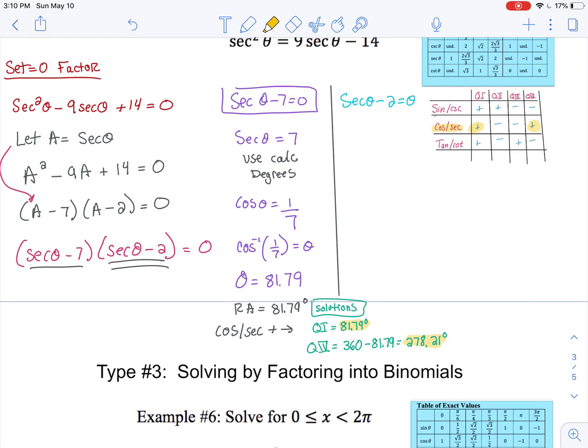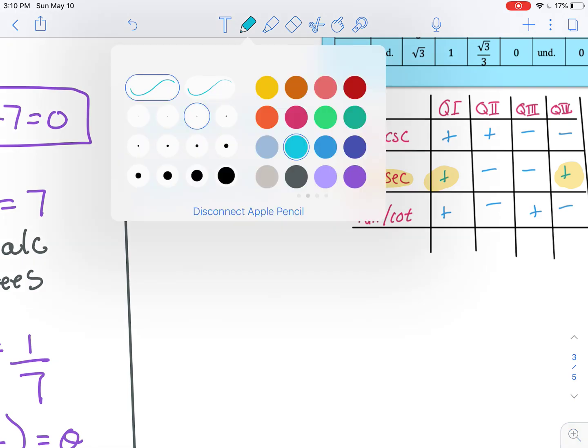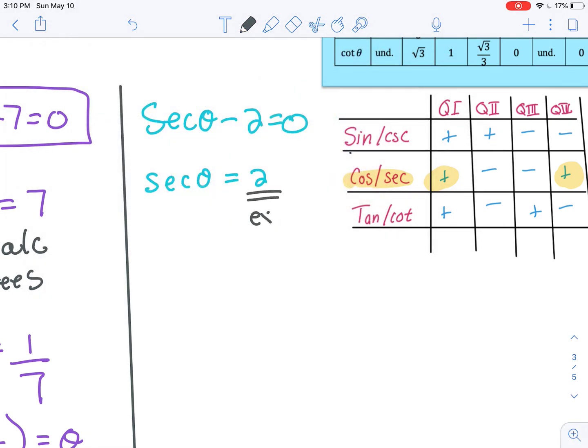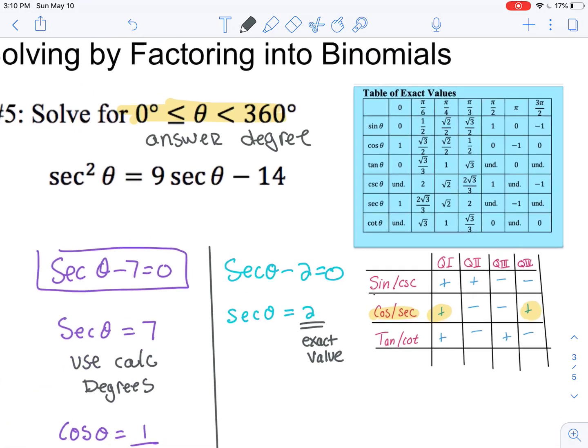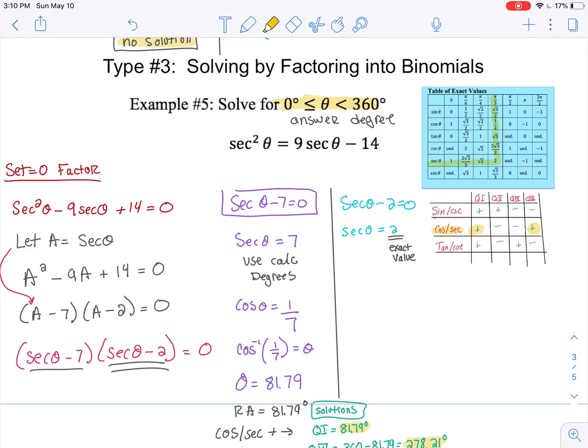So now we need to go and solve the other equation. When is secant theta minus 2 equal to 0? That should say 0. So if I go and solve this, I get secant theta is equal to 2. This is nice because this is an exact value, so it makes it go quicker. So if I look over here, when is secant equal to 2? Secant is equal to 2 at pi over 3. So that means I have a reference angle of 60 degrees.